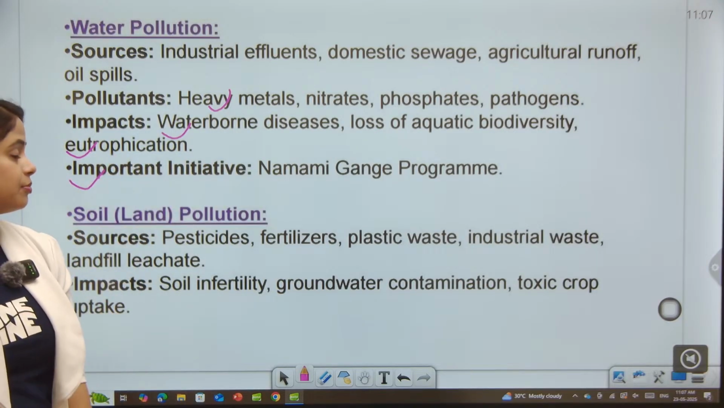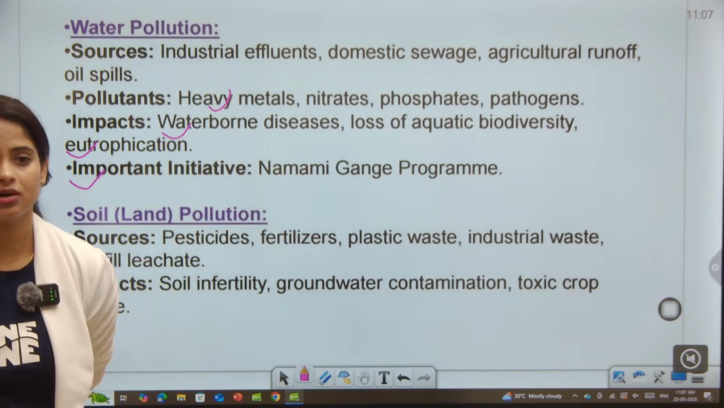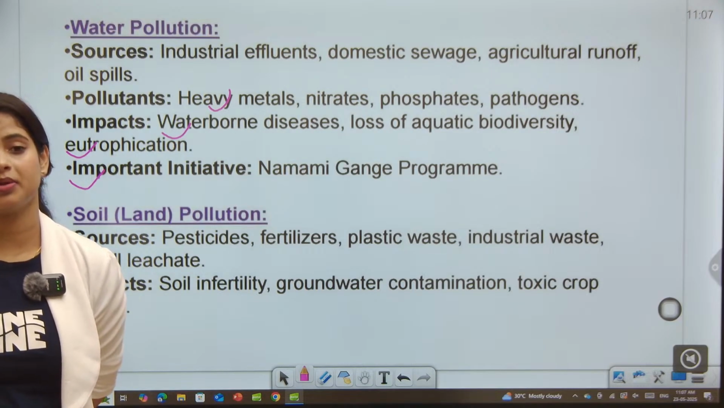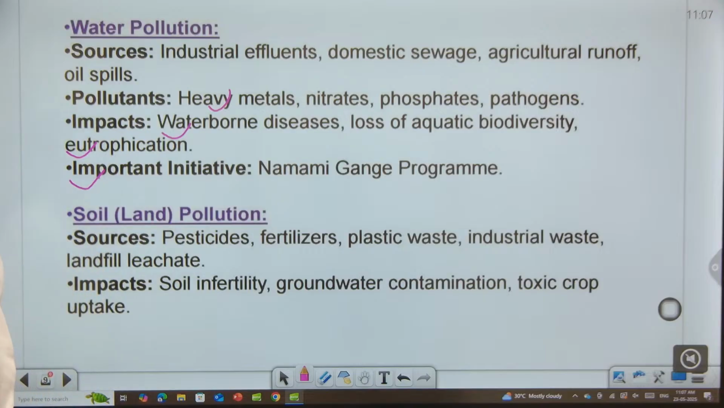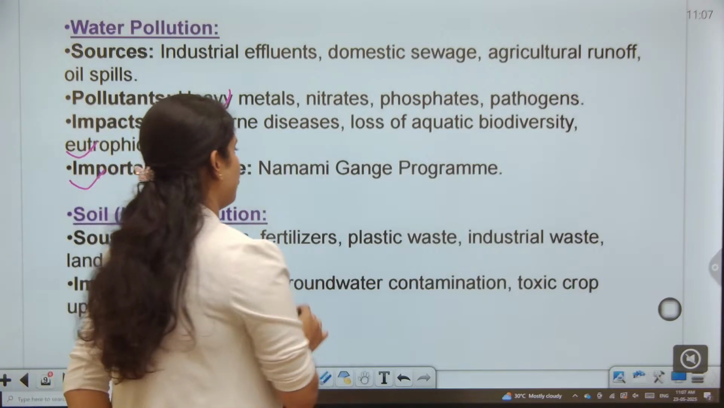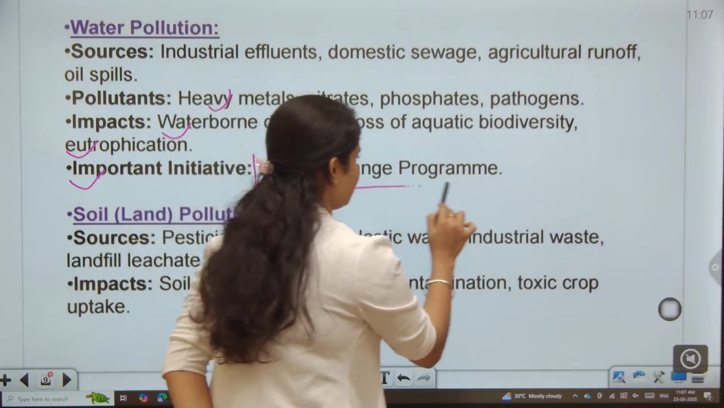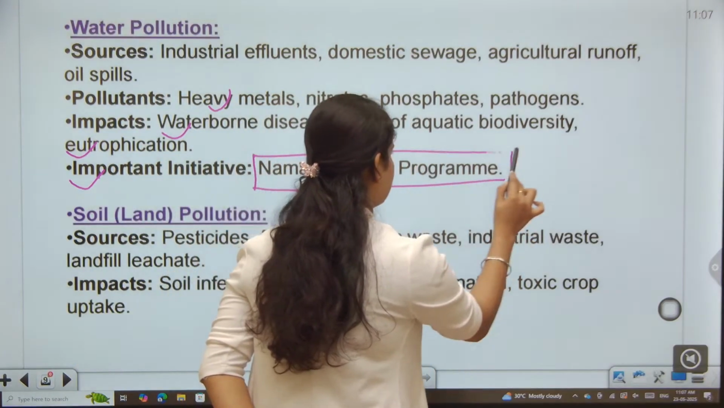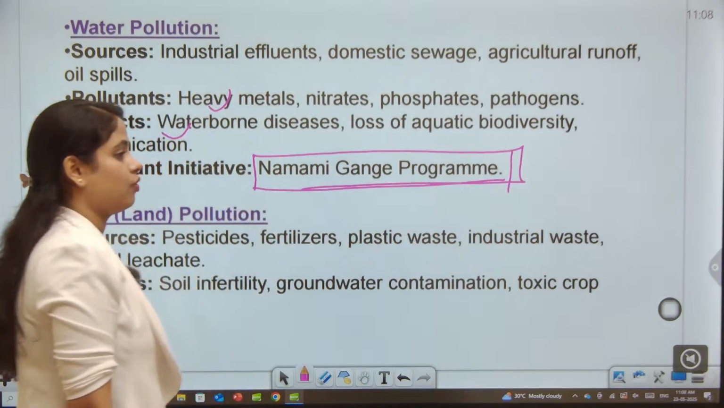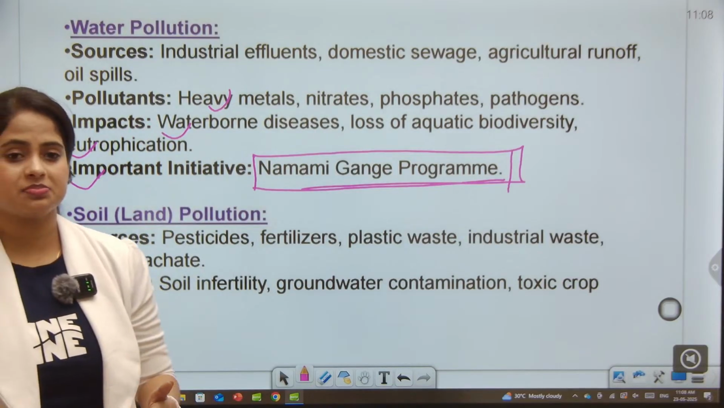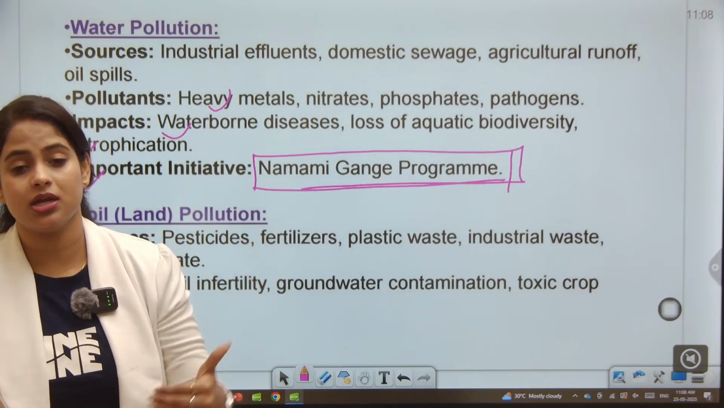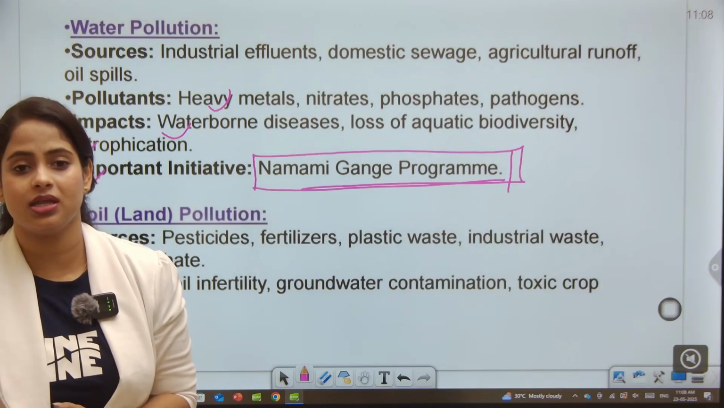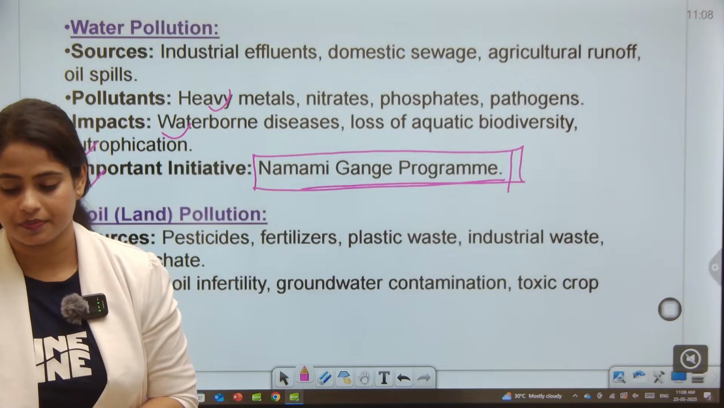Then the important initiative towards water pollution from our Indian government, what is that? The Namami Gange program. Guys, this is very, very important for all one-day exams or any graduation level exam. Also for our prospective exams, and with that you can write the mains answers in your OCS examination. Clear?